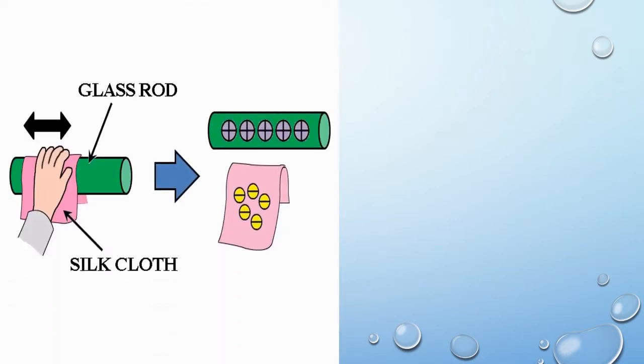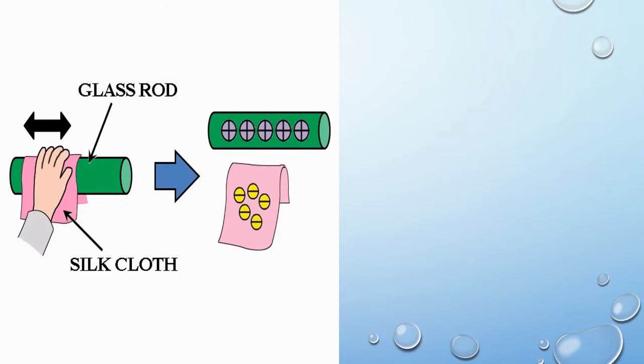Students, now let us learn about electrification by friction. If a body, after being rubbed, attracts other bodies, then it is said to be charged with electricity by friction. The following points will help you to understand electrification by friction. When a glass rod is rubbed with silk cloth, some electrons get transferred from the glass to the silk. So the glass becomes positively charged and the silk negatively charged.